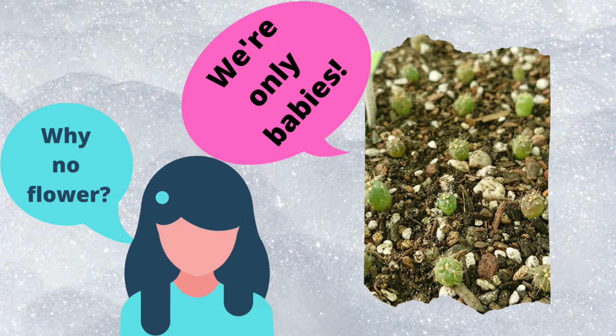Grafting pretty much bypasses this waiting entirely, with most flowering within 1 to 3 years. This excludes column cactus. There's not much cheating with them. They need to be a certain size and a certain age before they're going to flower. So don't go grafting a Trichocereus and expect it to flower in 2 years. It's not going to happen.